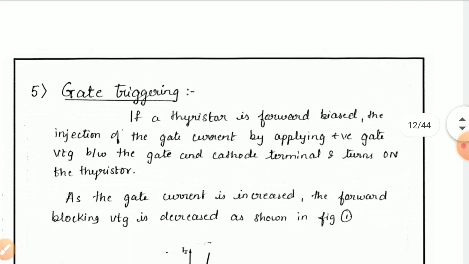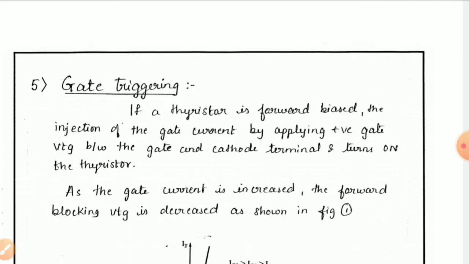If the thyristor is forward biased, injecting gate current by applying a positive gate voltage between the gate and the cathode terminal turns on the SCR. We have a gate terminal and a cathode terminal. If you apply a positive gate pulse, it triggers the SCR, and then the SCR turns on.